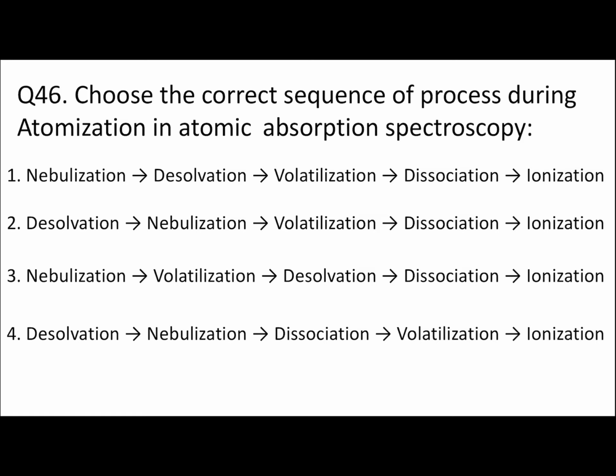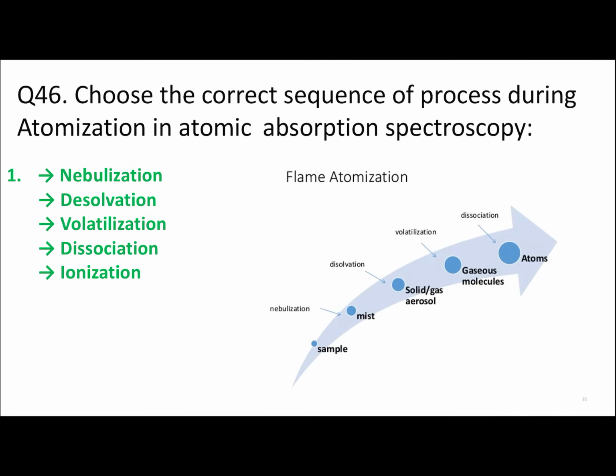And let's see how this is the right answer. This is the right answer because first we must make the sample solution. Okay, no, sorry, nebulization. We must make its small particles, mist type particles. Then dissolution, solid gas aerosol type dissolution must occur. After that, volatilization, okay, we have to convert to gaseous molecules, volatilization, and then dissociation, and only after that ionization can occur. So read this carefully.